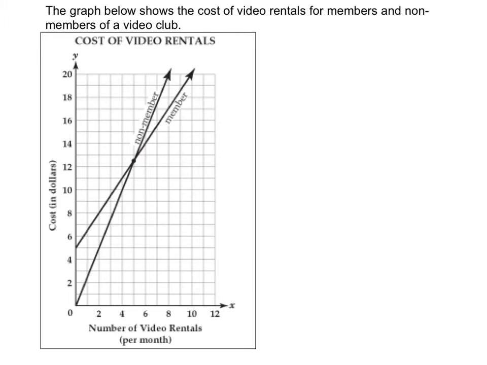Here's another one where we're comparing video rentals to the cost, and the solution would be after how many videos they would cost the same. You see that point is already emphasized, and that would look like five videos, and the cost would be between 12 and 13, which would be $12.50.